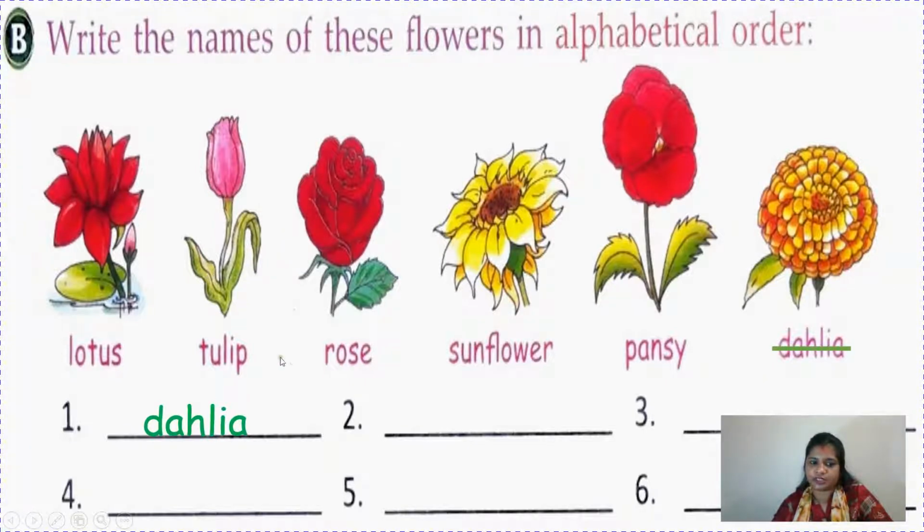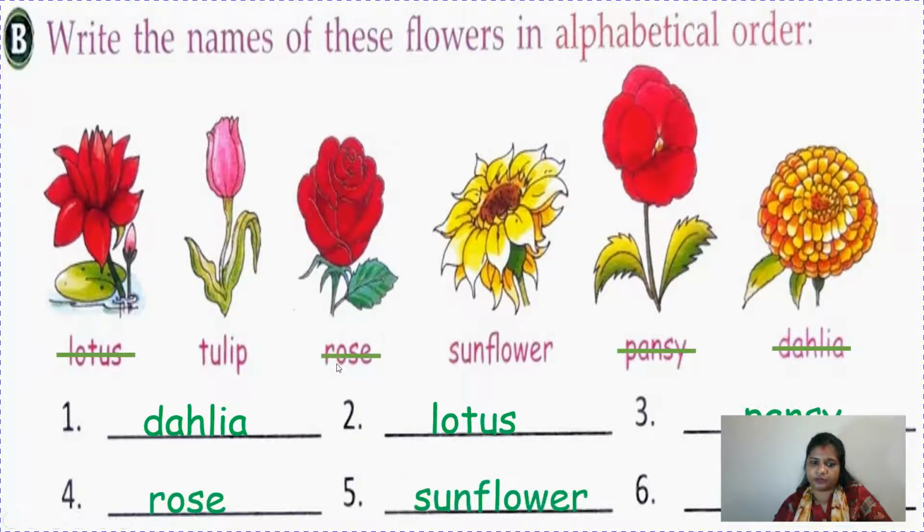Now again check L, T, R, S and P. Which letter comes first? L. Children, see, you have to keep that A to Z. Okay, please write A to Z and keep in front of you so that you can do it very easily and very fast. So lotus, cut lotus. Now T, R, S and P. So P comes first. So pansy, cut pansy. Then what comes? R. So rose, then sunflower and then tulip.